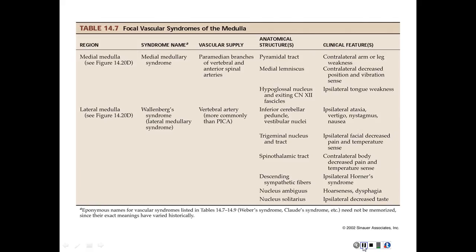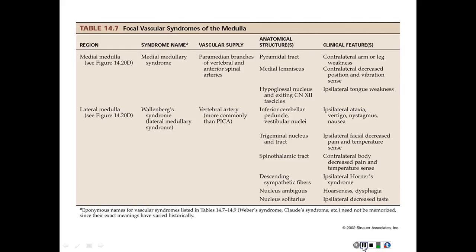3 really odd presentations. If you think about it, because the axons have yet to cross the midline, you would end up having a contralateral weakness, because the information is going to ultimately cross the midline, and you'll end up with a contralateral weakness of the leg or the arm. But because the ascending information in the medial lemniscus is already now on the opposite side, you would get a contralateral decrease in positioning and vibration.